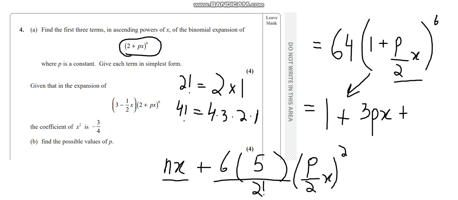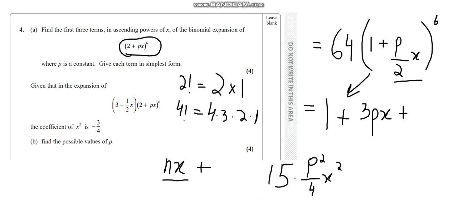So if it comes whole squared, this will become 15 into p square into x square upon 4, or we can simply say 15 upon 4. I'll write it now. There you go. And now after getting all these three terms right here, what I'll do is I'll just multiply by the 64.